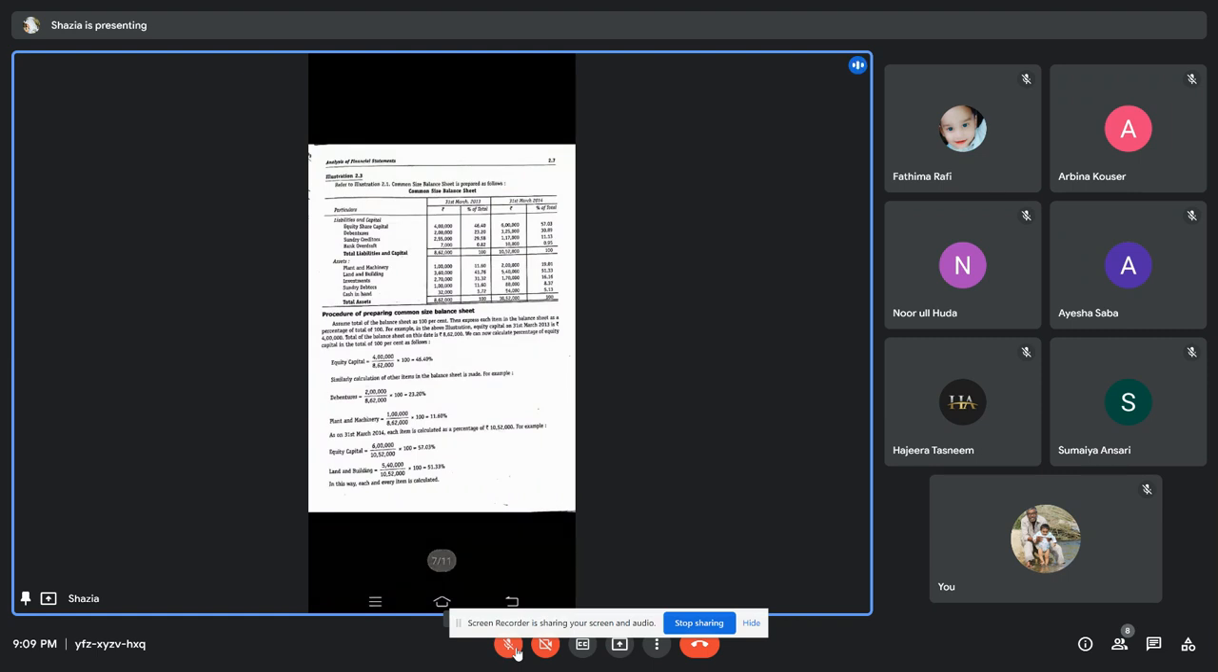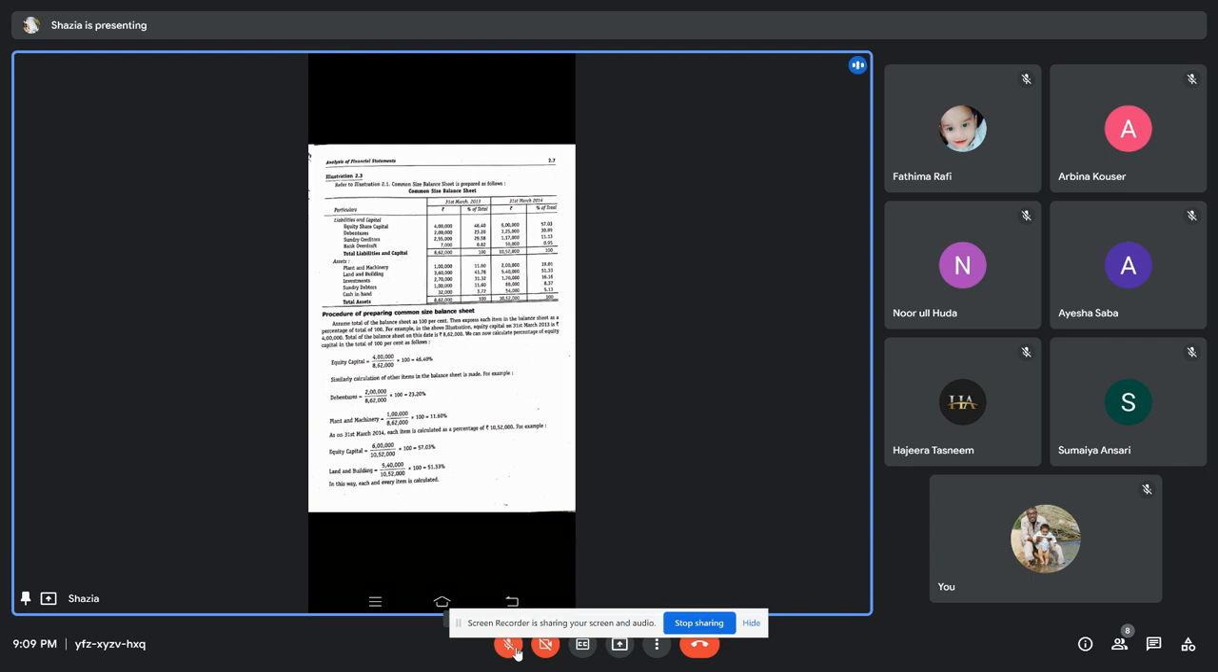So as you shall see, you have to draw the columns here again. 2 columns. 31st March 2013, the previous year, and the current year is this. क्या बोलते हैं इसे? For the current year 2014.